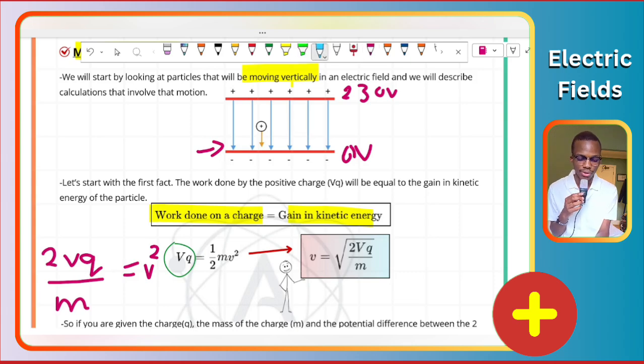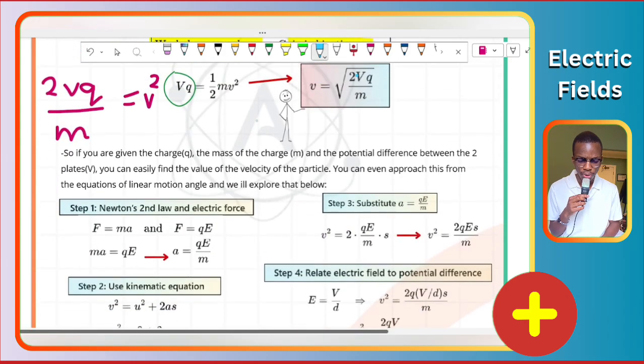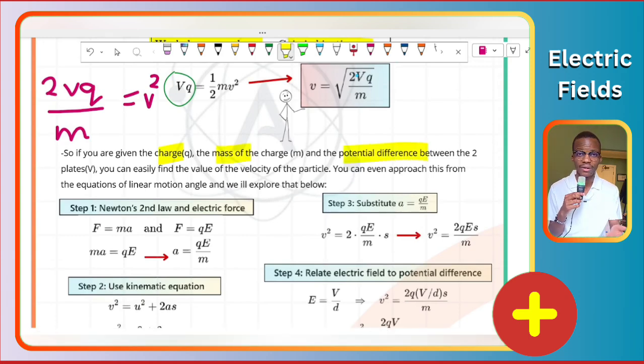But let's assume you're midway, right? You're at this specific point. You can easily see that the value of voltage will change to half of 230, and half of 230 is 115. So you have 115 volts, right? So you can easily see that the velocity also should change, and you can put in 115 there. And you can find velocity at every given point, provided you know the potential difference between the top plate and that specific point that you'll be looking at. So if you're given the charge, the mass, and the potential difference between two plates, you can therefore easily find the velocity of a particle at that specific point.